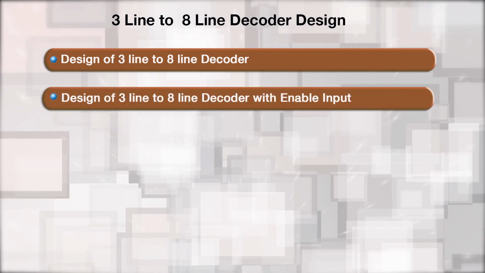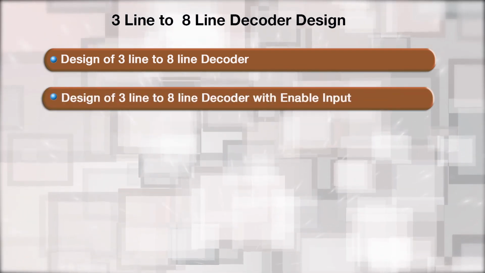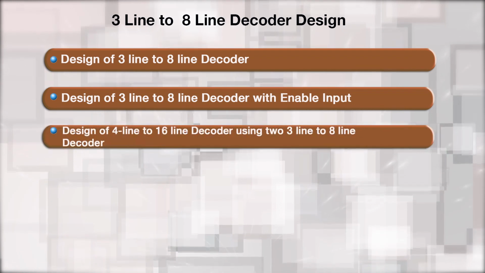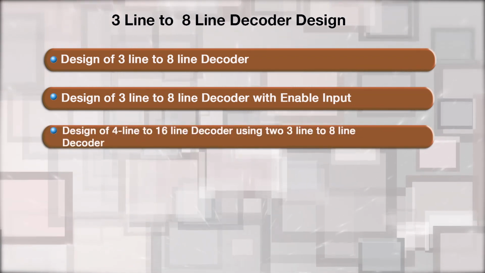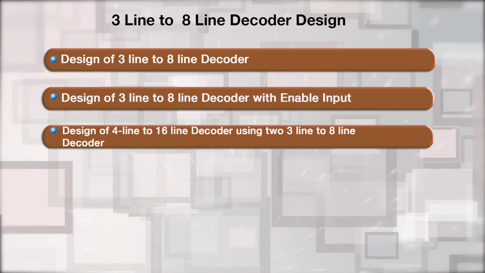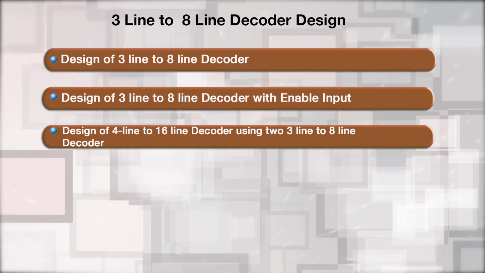Today in this session we will learn about 3 to 8 line decoder. The way we are going to learn about 3 to 8 line decoder is, first we will see the design of 3 to 8 decoder, then we will see the design of 3 to 8 decoder with the enable input, then we will see the design of 4 to 16 line decoder using 2 3 to 8 line decoders.